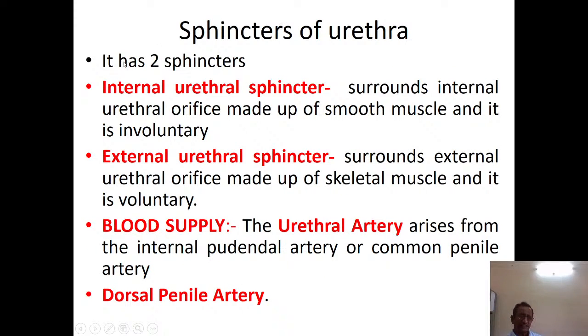Then sphincters of urethra. It has two sphincters. Internal urethral sphincter surrounds the internal urethral orifice made up of smooth muscles, and it is involuntary. So internal urethral sphincter is involuntary. Whereas external urethral sphincter surrounds the external urethral orifice and is made up of skeletal muscle and is voluntary. So external urethral sphincter is voluntary, whereas the internal urethral sphincter is involuntary. Blood supply, the urethral artery arises from the internal pudendal artery or common penile artery and dorsal penile artery. Okay, we are having blood supply from urethral artery and dorsal penile artery.